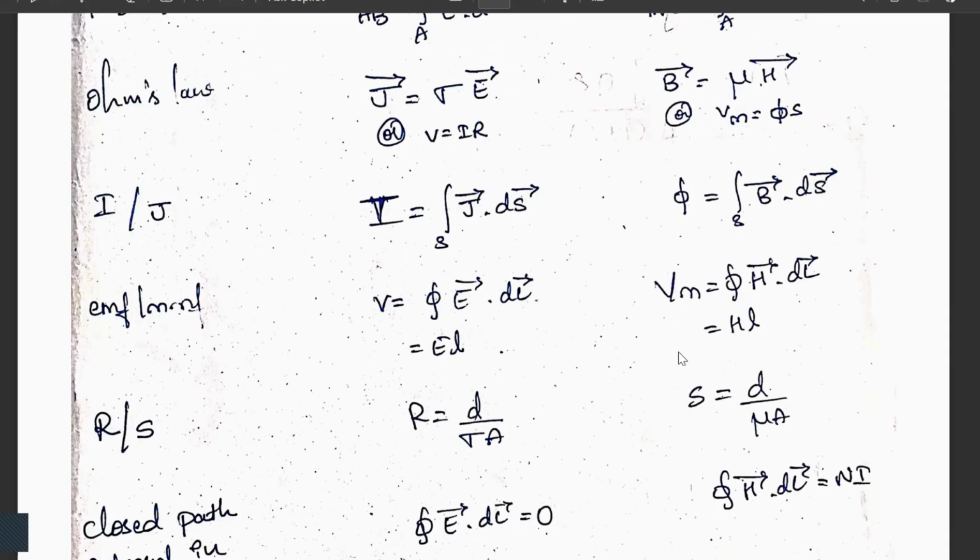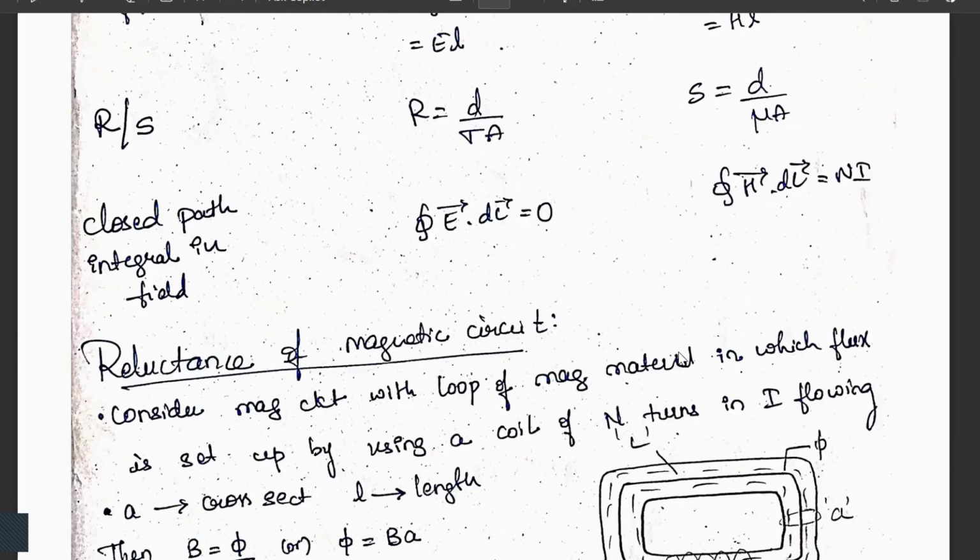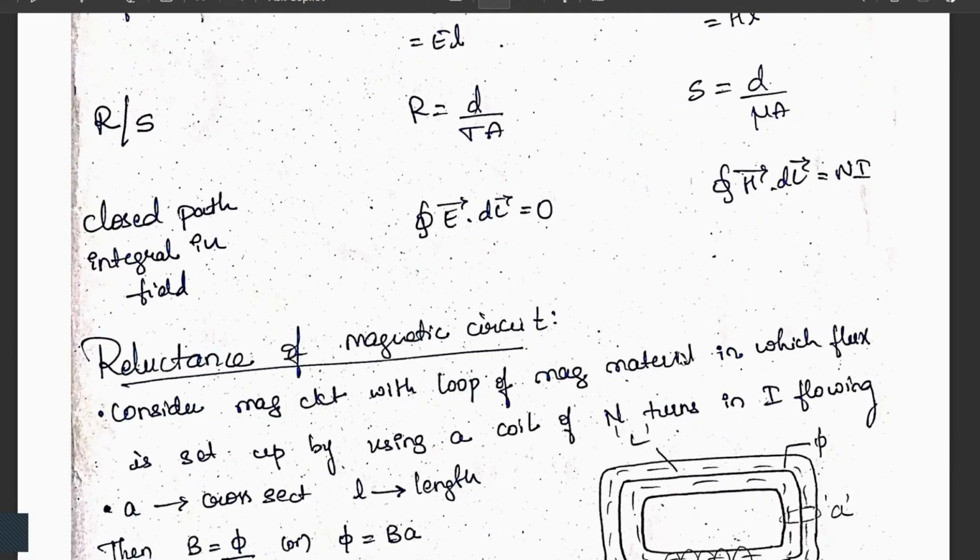For the resistance, R is equal to d by sigma A. Here, S is equal to d by mu A. For a closed path, the integral of E vector dot dl vector is equal to 0, and the integral of H vector dot dl vector is equal to Ni. Next, the reluctance of a magnetic circuit.